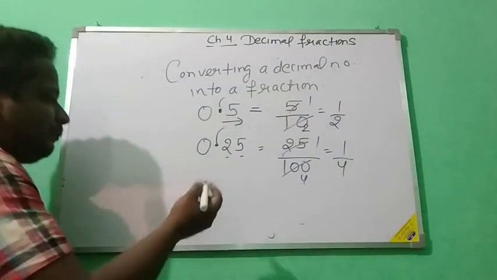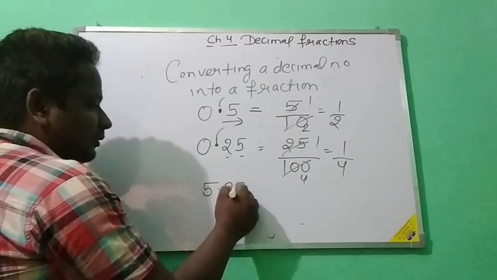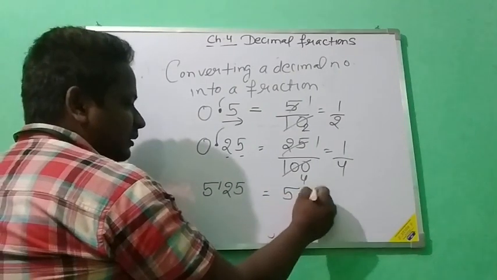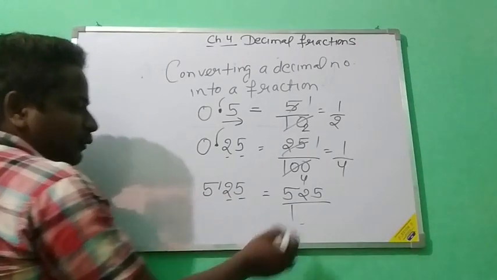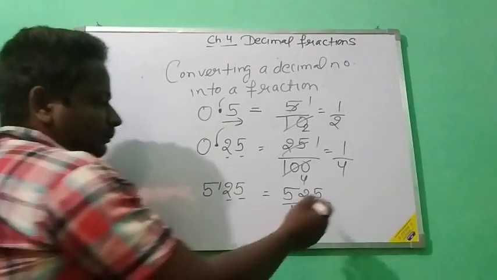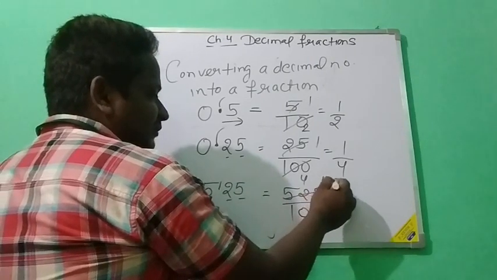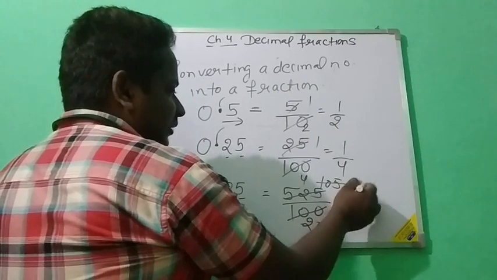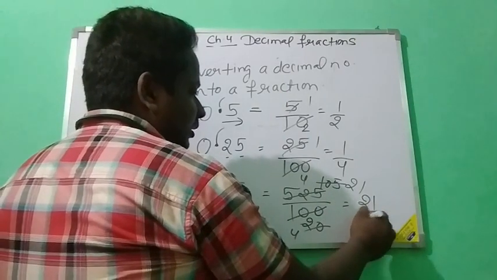Take one more example like 5.25. Now remove the decimal and write the whole number as it is, 525, and put 1 and the number of zeros, which are 1 and 2. Now reduce this number: 5 ones are 5, 5 fives are 25, 5 twos are 10, 5 fours are 20. Now it will become 21 upon 4.